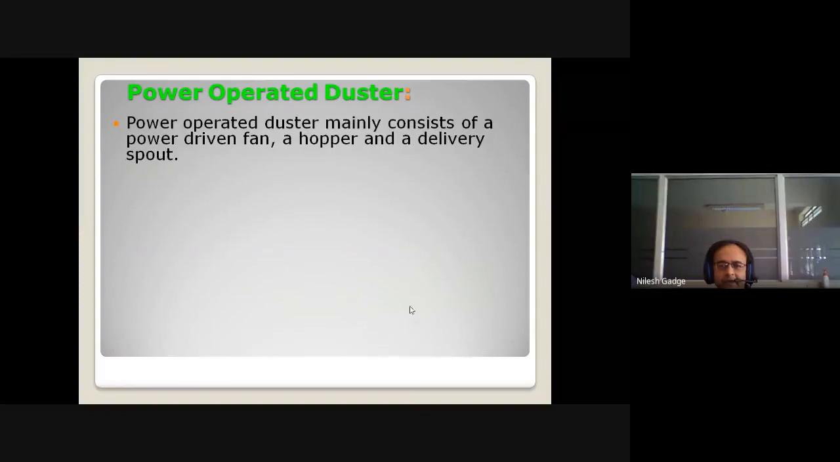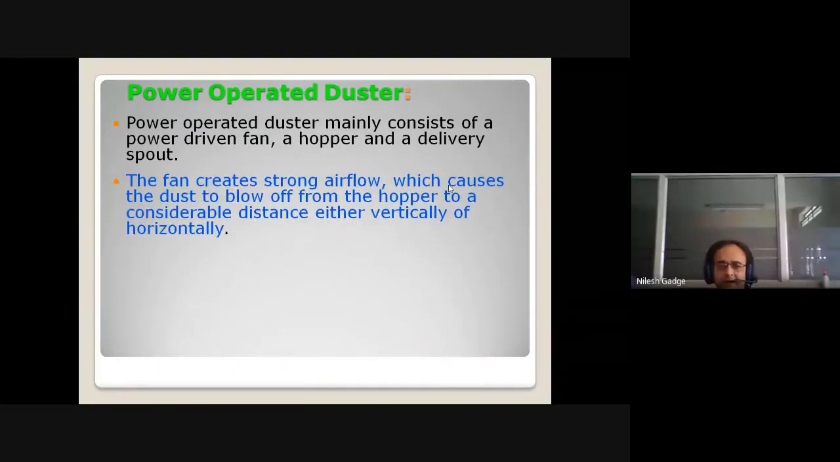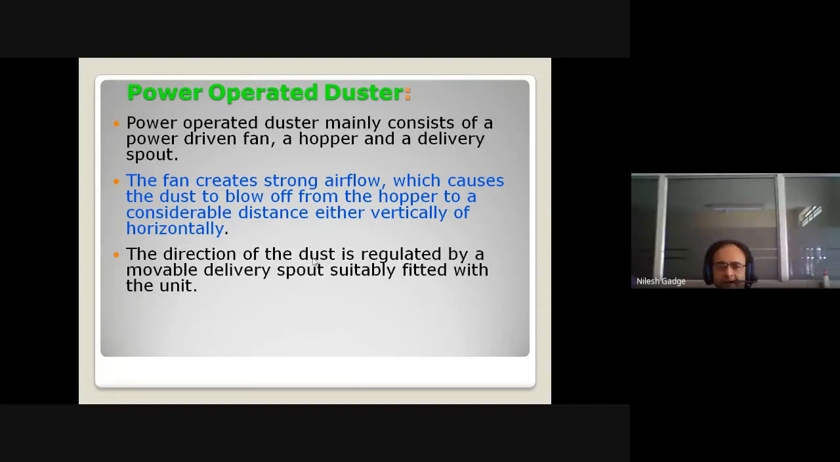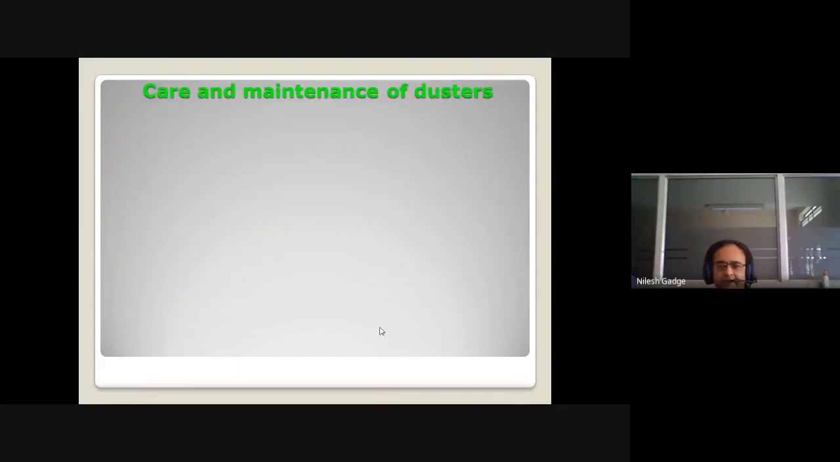So we will see the power operated duster. It mainly consists of a power driven fan, hopper, and a delivery spout. The fan creates a strong airflow which causes the dust to blow off from the hopper to a considerable distance, either vertically or horizontally. The direction of dust is regulated by a movable delivery spout suitably fitted with the unit. This type of duster is used for large areas. So care and maintenance of the dusters we will see.